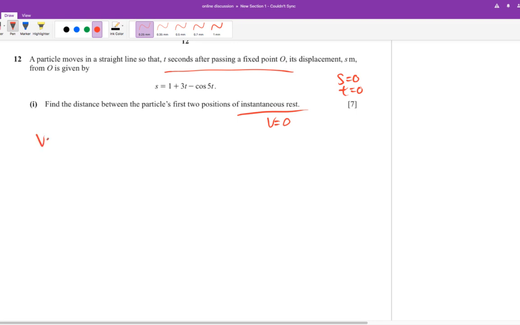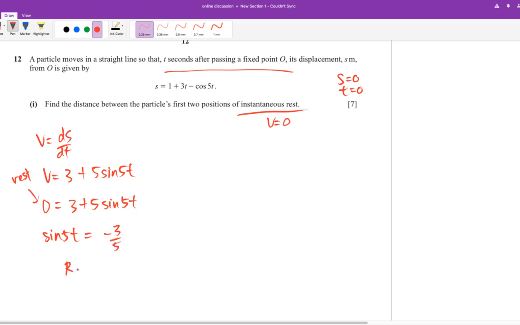So the first thing is I will find the v first. V is basically differentiating this one: v equals ds/dt. So my v will equal 3, differentiate cos, you will get negative sine, so it becomes positive 5 sine pi t. I hope you know how to differentiate this one. So velocity equals 0, and then you will get 3 plus 5 sine pi t. Why do I substitute 0? Because the question says it's at rest, and rest means the velocity is 0. So I know sine pi t should be negative 3 over 5.